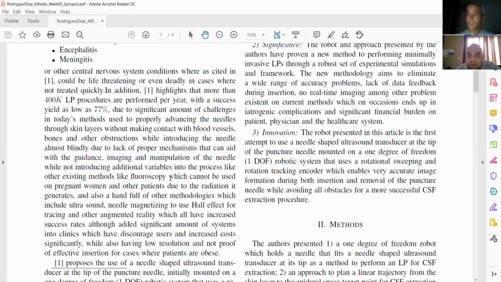Yeah, I think they highlight that. So the other variability the system has is that, for example, if there's any movement to the base of the actual 1 degree of freedom robot, then the imaging that you will get back from the tip will not be accurate. So to your point, I think that is a very good concern.